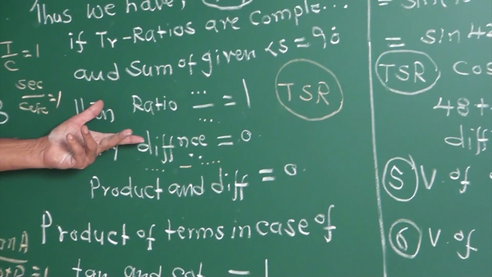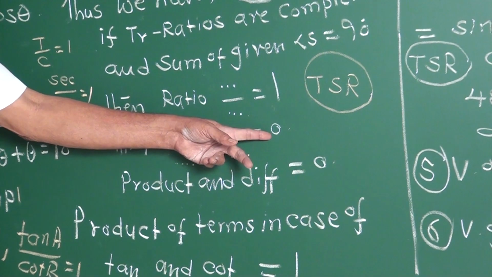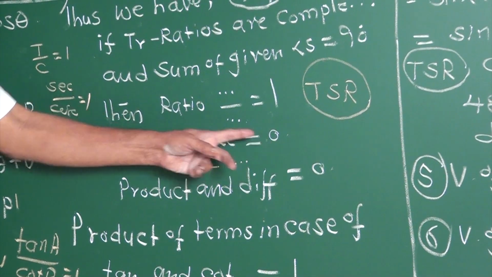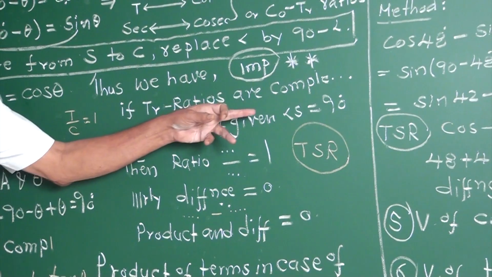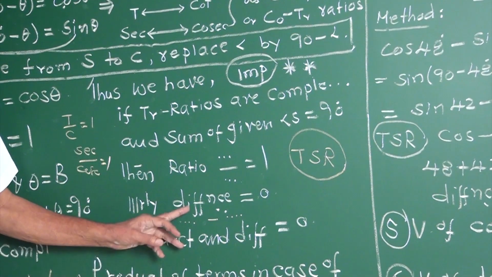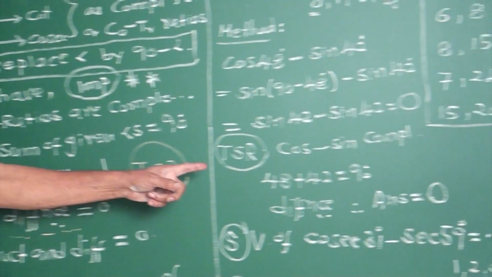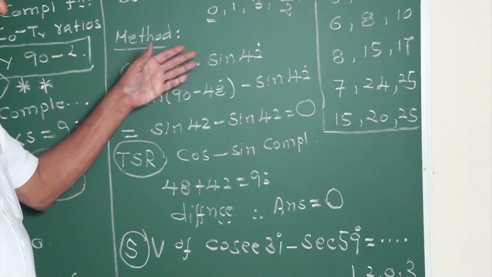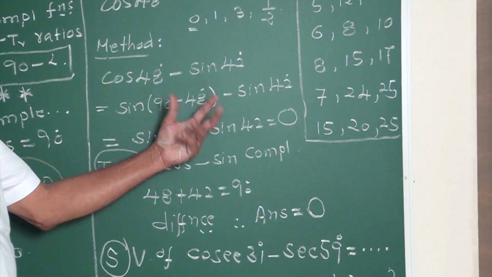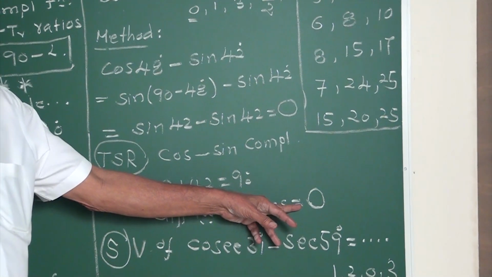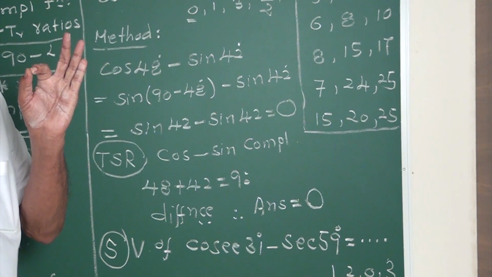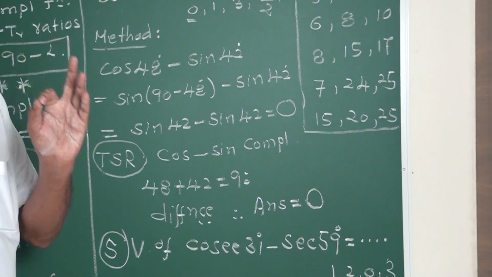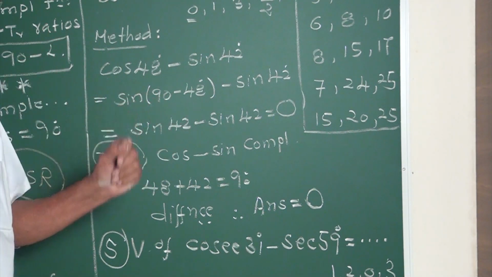Similarly, the difference of two trigonometric ratios, condition: complementary and the sum of angles must be 90 degrees. Then the difference is 0. Yes, directly, no method. Difference means we can directly mark the answer as 0, my friends. Without writing any single word or letter on the paper, you can mark it.